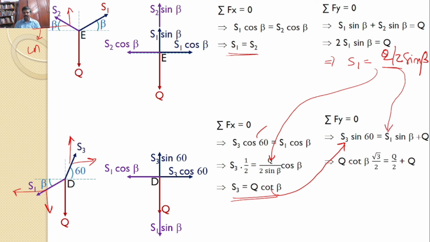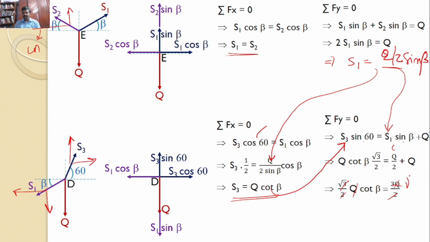Upon substituting, you will get Q into cot beta, and sin 60 is equal to root 3 by 2, is equal to S1, that means Q by 2 sin beta into sin beta. So sin beta gets cancelled. You will be left with Q by 2 plus Q. Further, you can simplify this. Root 3 by 2 into Q into cot beta is equal to 3Q by 2. So Q gets cancelled, 2 gets cancelled.